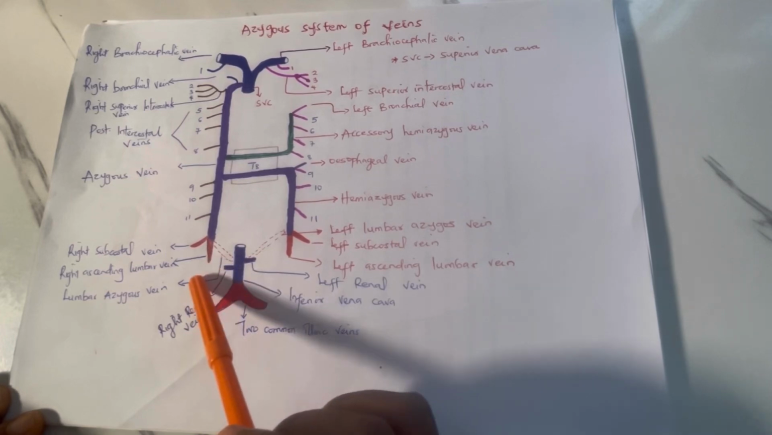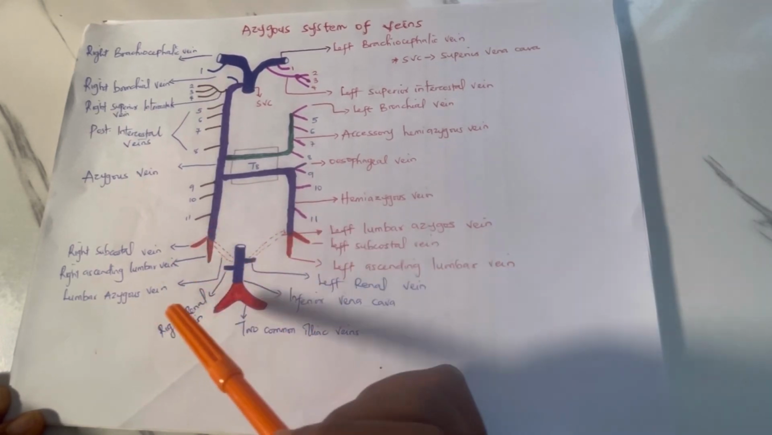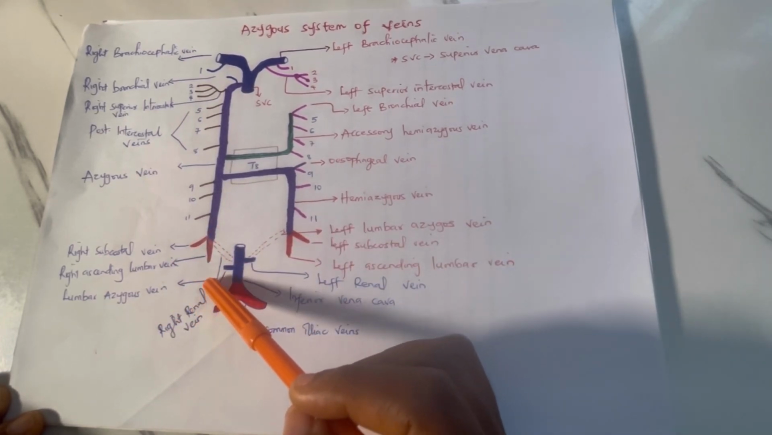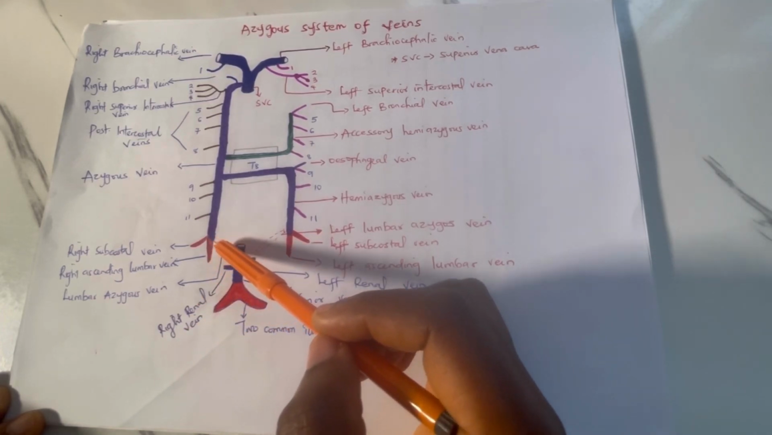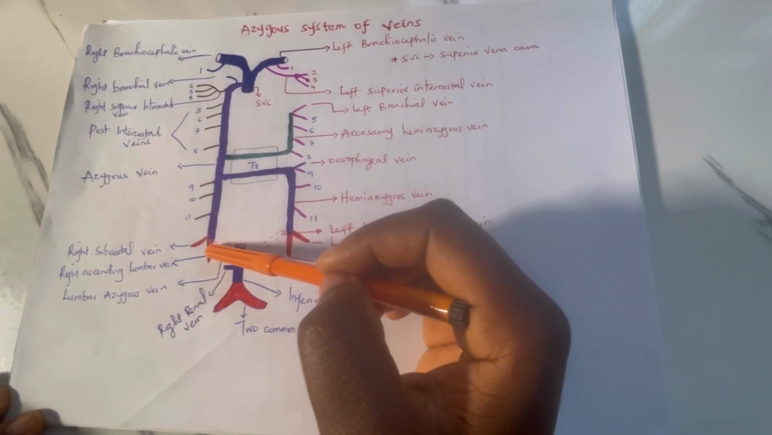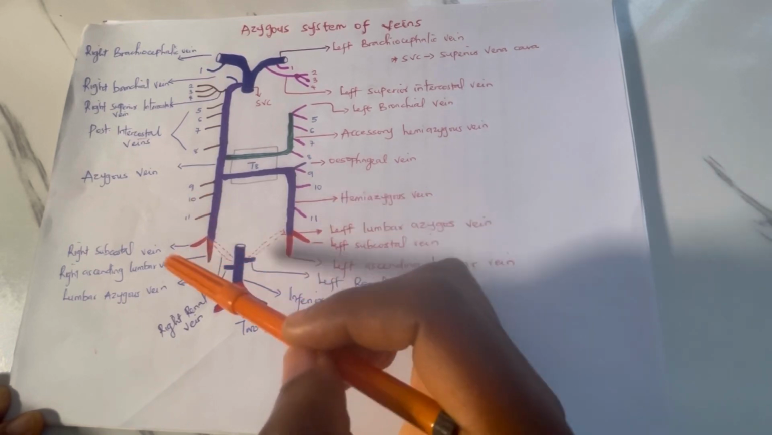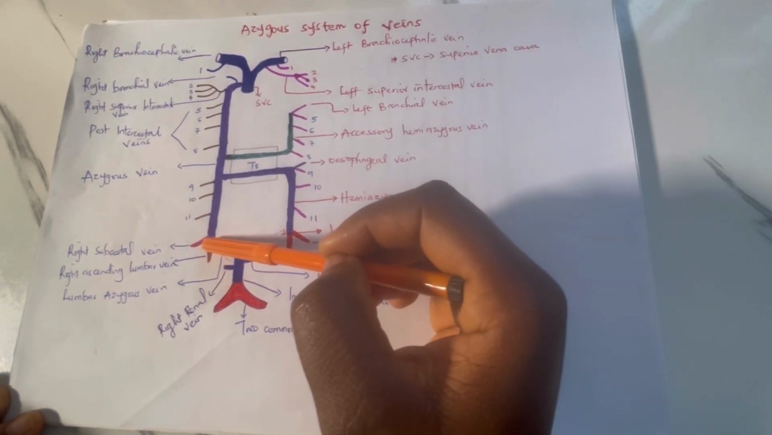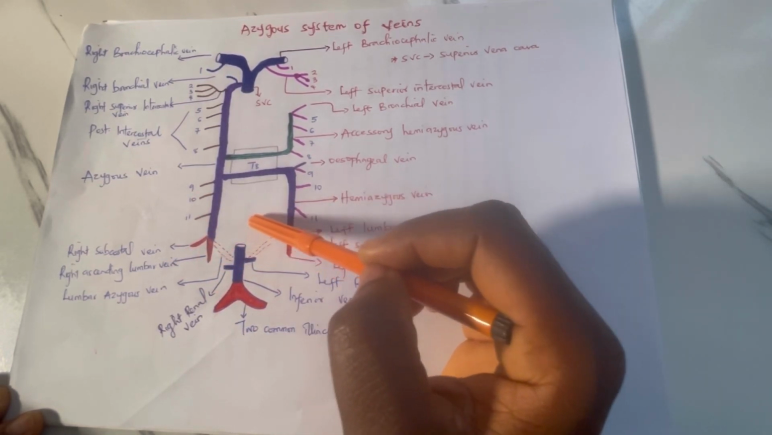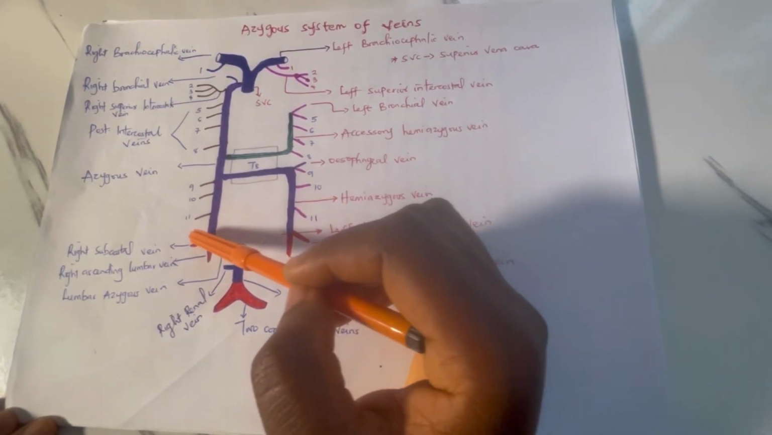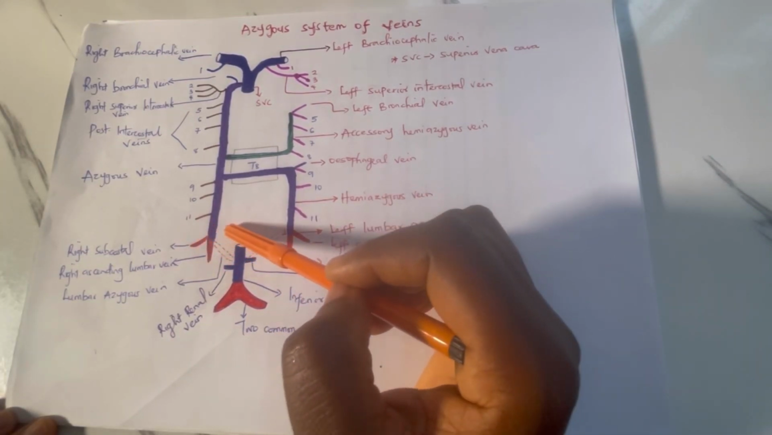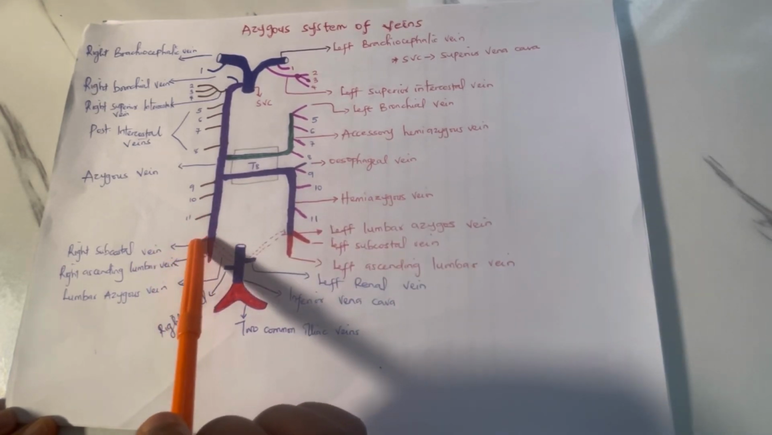Now these lumbar veins have about 4 parts. So the lower 2 are going to drain into the inferior vena cava, while the upper 2 will continue as tributaries of the ascending lumbar vein. So this ascending lumbar vein will now ascend upwards along the posterior abdominal wall, deep to the psoas major muscle, and is joined below the diaphragm by the right subcostal vein.